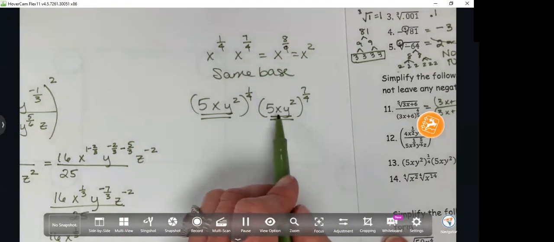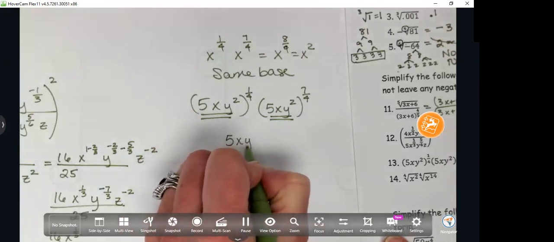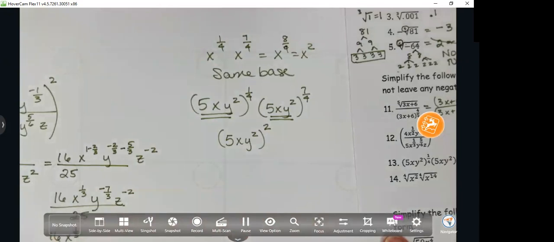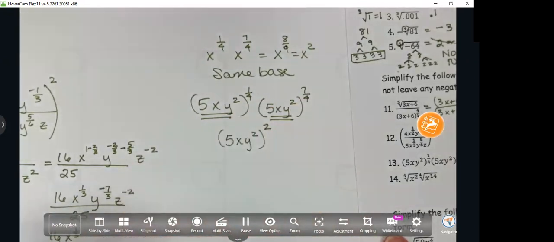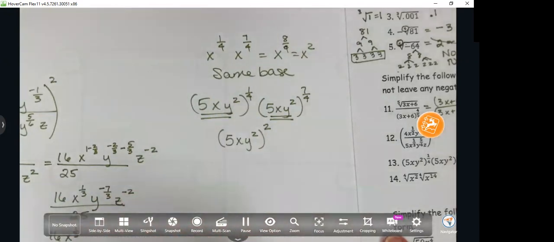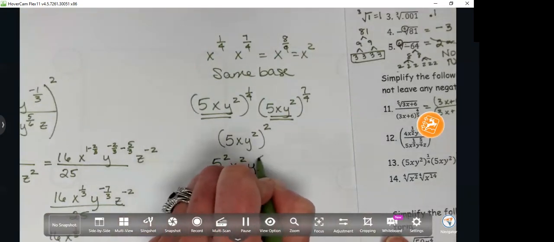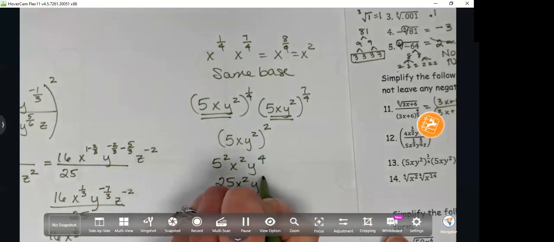Well, I can do the same thing here because I've got the same base. So I can just change this to that. Now the only reason I can do that is because I have the same base. If you don't see that, that's okay. You're going to have to distribute and then it'll all still work out to be the same. So now I distribute that squared, 5 squared, x squared, y to the 4th, and that's going to give me 25 x squared, y to the 4th.